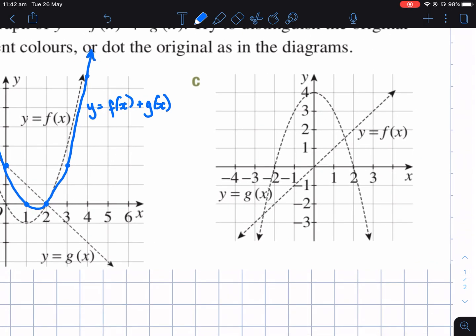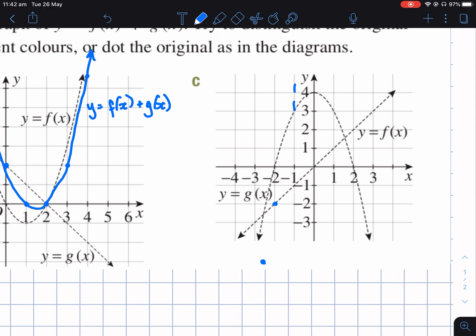Let's do the same here. All right, well, why don't we start at this point? They're both about minus 2.5, so it's going to go down to like minus 5. It's going to be off the page because minus 2.5 plus minus 2.5 is negative 5. Now let's try at x equals minus 2. We've got 0 and we've got minus 2, so 0 plus negative 2 is negative 2.